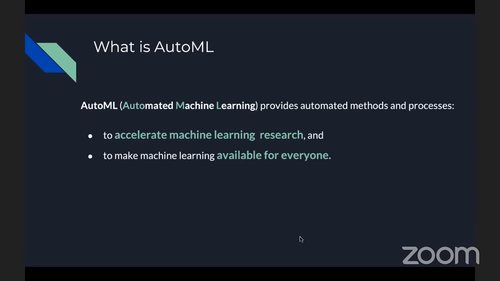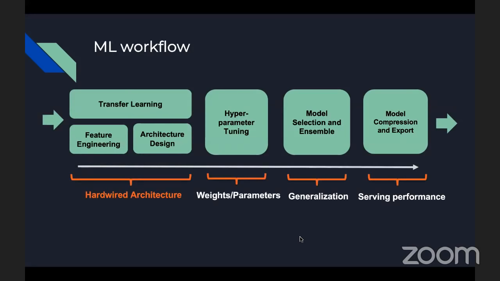Okay, then come to the second question. What is AutoML? AutoML, short for automated machine learning, actually provides automated methods and processes and tries to have two goals. The first goal is to accelerate machine learning research. The second goal is to make machine learning available for everyone. I will share some ideas on these two goals.